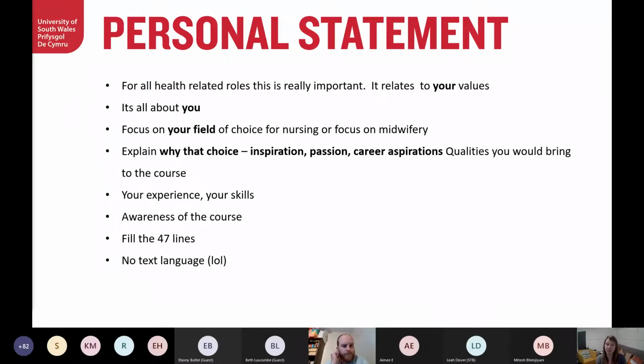Have a look at your personal statement and think to yourself, do I know what I'm applying for from just the personal statement without looking at anything else? So make sure that really comes across in your personal statement.